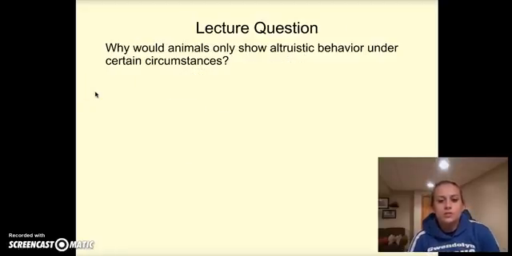So your lecture question for today: why would animals only show altruistic behavior under certain circumstances? What we just talked about, why is altruism not something that happens all the time in all kinds of different organisms? Why is it only under certain circumstances? Please send me an answer to that question through the class website.